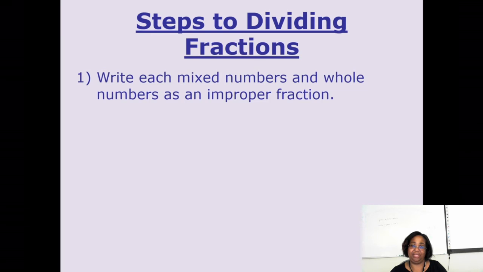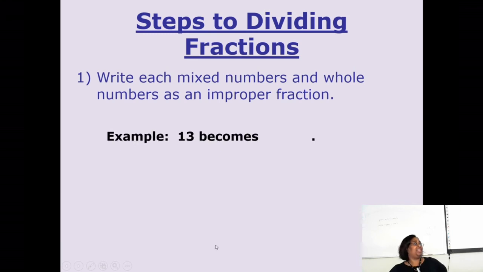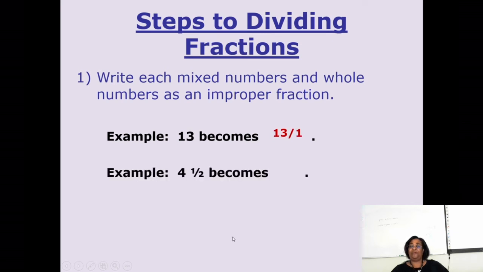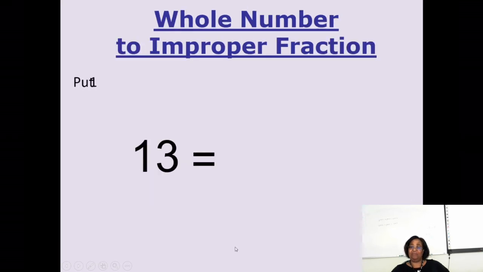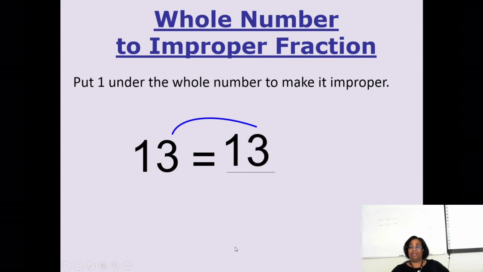Write each mixed number and whole number as an improper fraction. That's your first step. So what will 13 become? 13 over 1. What will 4 1/2 become? 9 over 2. 13 over 1. Remember, I don't care what the whole number is. You can make it improper. And it helps you balance out your equation too, or your expression, whatever you're working on.